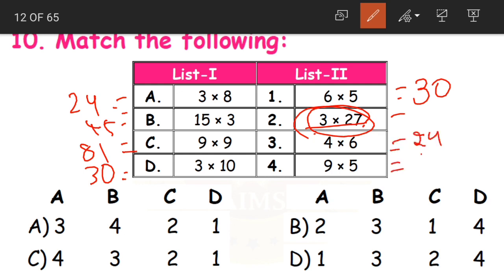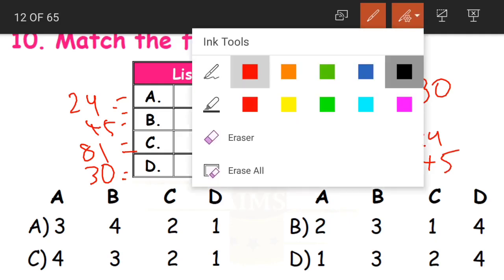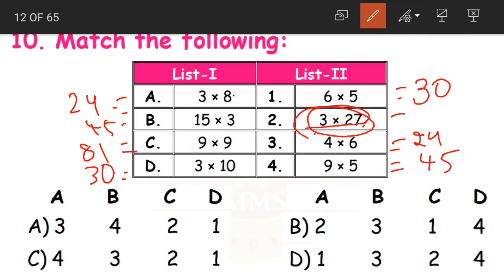4 6 are 24. 9 5s are 45. Let us match the numbers that we know here. A is 24. So is 3. B is 45. That is equal to 4. Now D is 30. That is equal to 1. Now what is remaining? C and 2 are remaining. So we can say that 3 into 27 is equal to 81. That is equal to C.